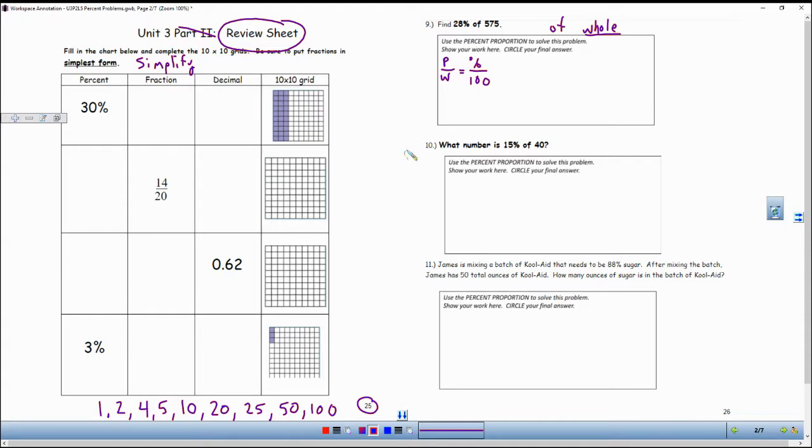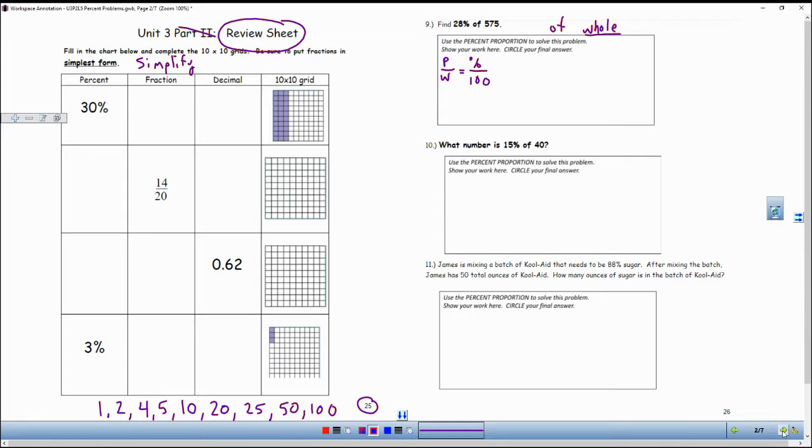So number 10, I would also recommend using percent proportion. And for number 11, I would also recommend using percent proportion. As you can see here, it does say use percent proportion. So we're going to use percent proportion for 9, 10, and 11. That's probably your best bet. There are other strategies you could use. You could use double number line there. Remember, you can only use percent times the whole if you have the percent and the whole.